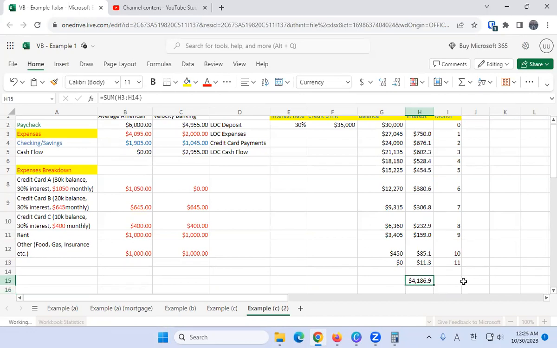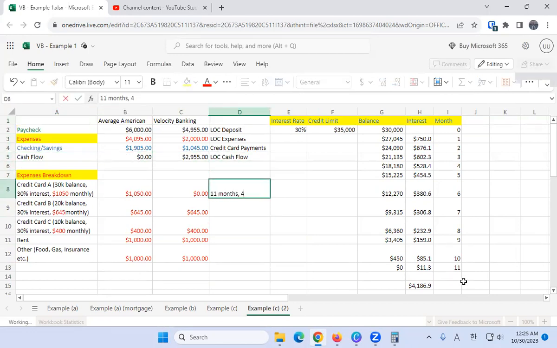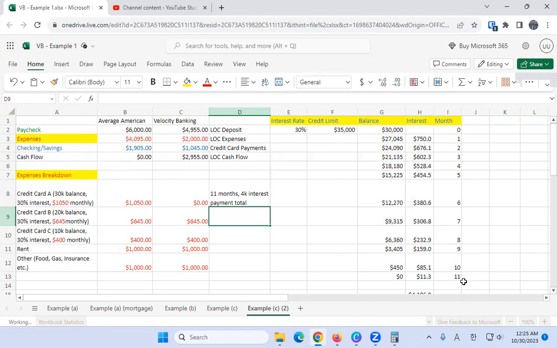Okay, so now it took us about 11 months to pay off, and then now we have to pay $4,000 of interest. Okay, it's pretty sweet. So now we paid off this one, and let me make a note: 11 months and 4K interest payment total, right? So we did that, and now what we're going to do is just do the exact same thing with this one. Just go one at a time, right?